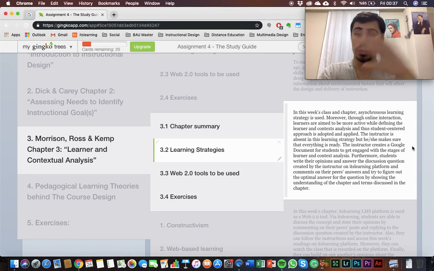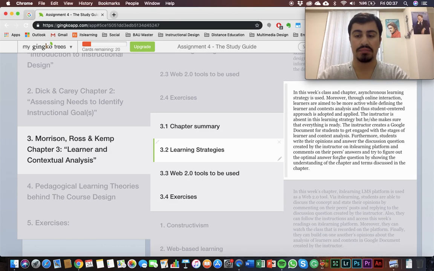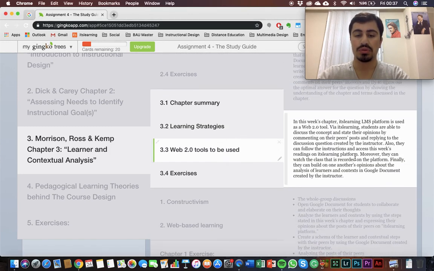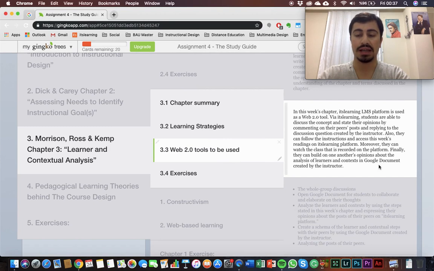So again, it's a whole student-centered approach, and the instructor is absent in this learning strategy. And also the instructor creates a Google document for students to get engaged with the stage of learner and context analysis. Furthermore, students write their opinions and answer the questions created by the instructor. So, Web 2.0 tools to be used in this week's chapter. Again, it's Learning and Adobe Connect and Google Documents.